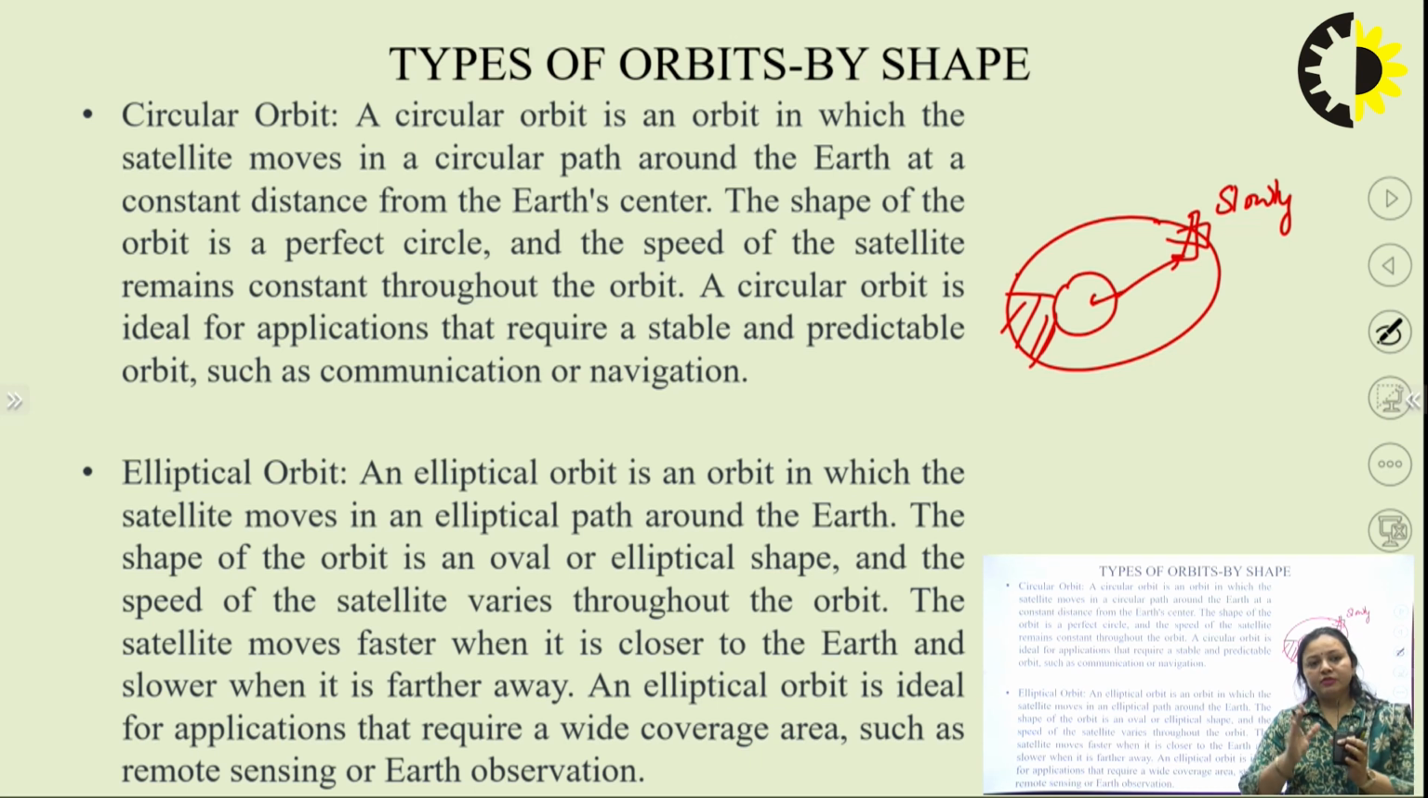So, we can say that if we are far from the Earth center, then it will move slowly, but if it is behind the Earth, very close to the Earth, it will move much faster. So, we can use this elliptical orbit for applications that require a wide coverage area, such as remote sensing or Earth observation.